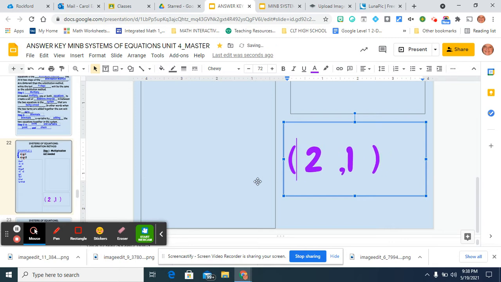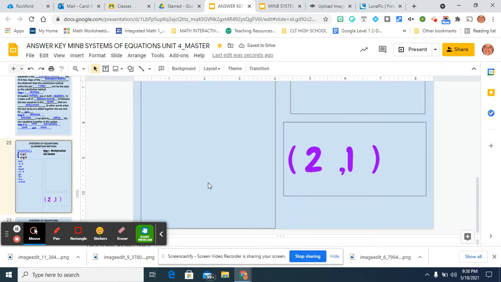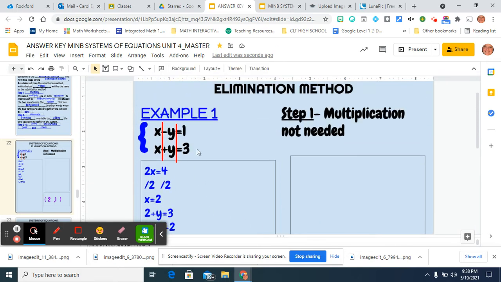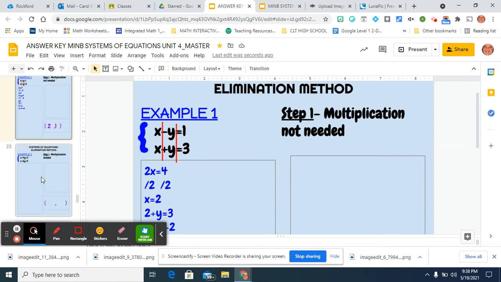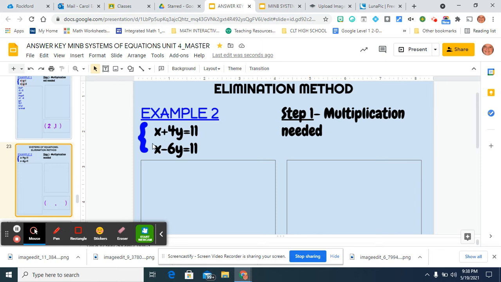2, 1 is my final answer to the solution. So again, in this example, no multiplication was needed. I simply added things together. Example 2, I have x plus 4y equals 11 and x minus 6y equals 11.